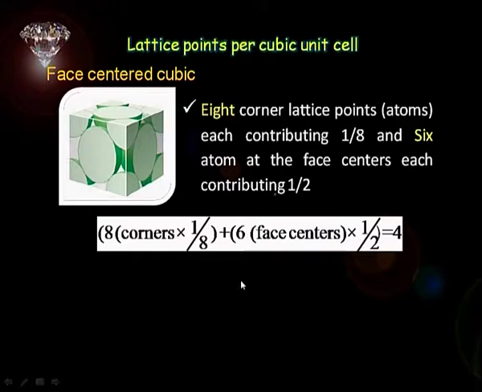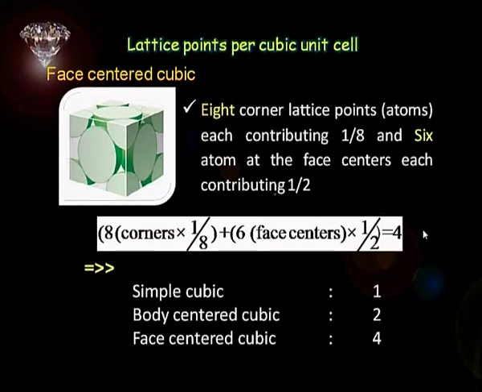That means, 8 into 1/8 plus 6 into 1/2 adds to 4, which means the lattice points per cubic unit cell is 1 for simple cubic, 2 for body centered cubic, and 4 for face centered cubic. This is very important when we talk about the structures and the density of unit cells and things like that. These numbers will become important there. So, we have to bear in mind the occupancy, or how many atoms there are per unit cell for the 3 different variants of the cubic unit cell.